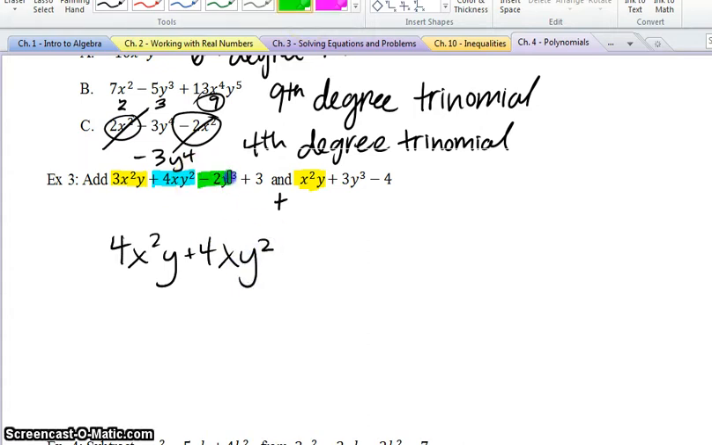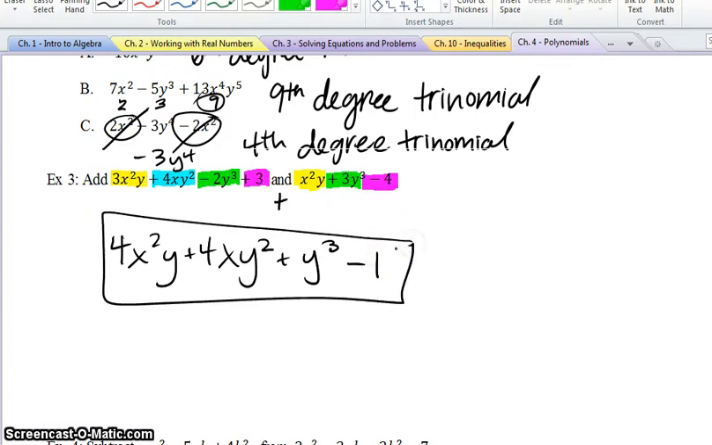Now I'm going to look at my next one. I have a y cubed. This one's a minus 2y cubed. This is a plus 3y cubed. So that gives me a positive 1y cubed, but we're going to write that as plus y cubed. And then lastly, I have my numbers. Positive 3 minus 4, which would give me a negative 1. And there we have it.